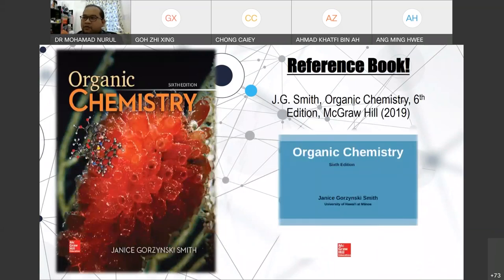This is the reference book that I advise you to get. You have two options, in the WhatsApp group I already explained how to get it. One, you can get the hard copy book, together with an access code. The price is 100 plus plus. Or you can buy the access code only, which contains the ebook. Personal advice, I prefer to have the hard copy, because I'm old school, so it's better for me to feel the books.